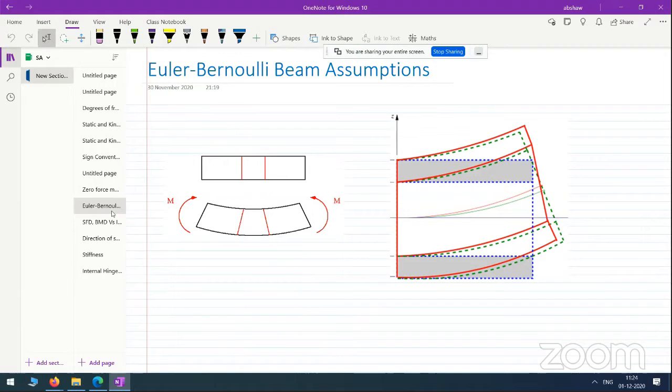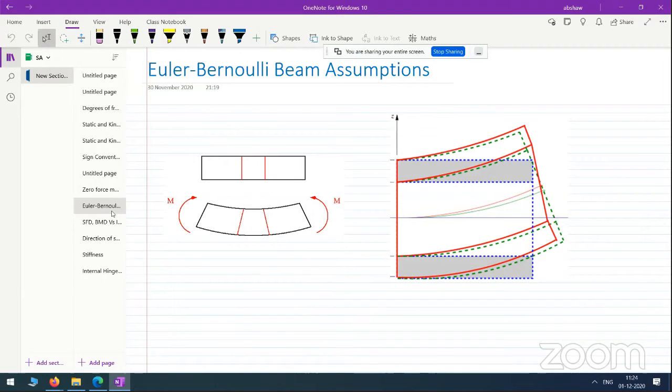and the sections that are normal to the neutral axis remain normal to the neutral axis even after bending. That is the complete statement. What I have seen many times is that whenever I ask students to tell me the important assumption of Euler-Bernoulli beam, I get to know that plane sections remain plane. Plane sections remain plane is an incomplete statement. Plane sections remain indeed plane, but there is more to it: the section normal to the neutral axis remains also normal to the neutral axis.